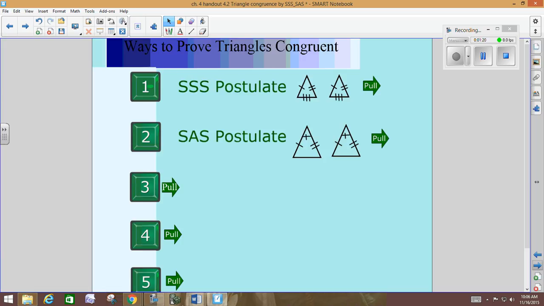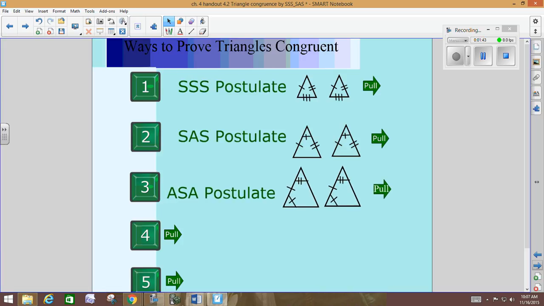2 sides and the angle between them have to be congruent to the 2 corresponding sides and angle between them, and then the 2 triangles are congruent. Side, angle, side. The angle is between the 2 sides, hence where the A is between the 2 S's. Side, angle, side. Those are the 2 that we're going to look closer at today. Wednesday we'll look at these next 2.